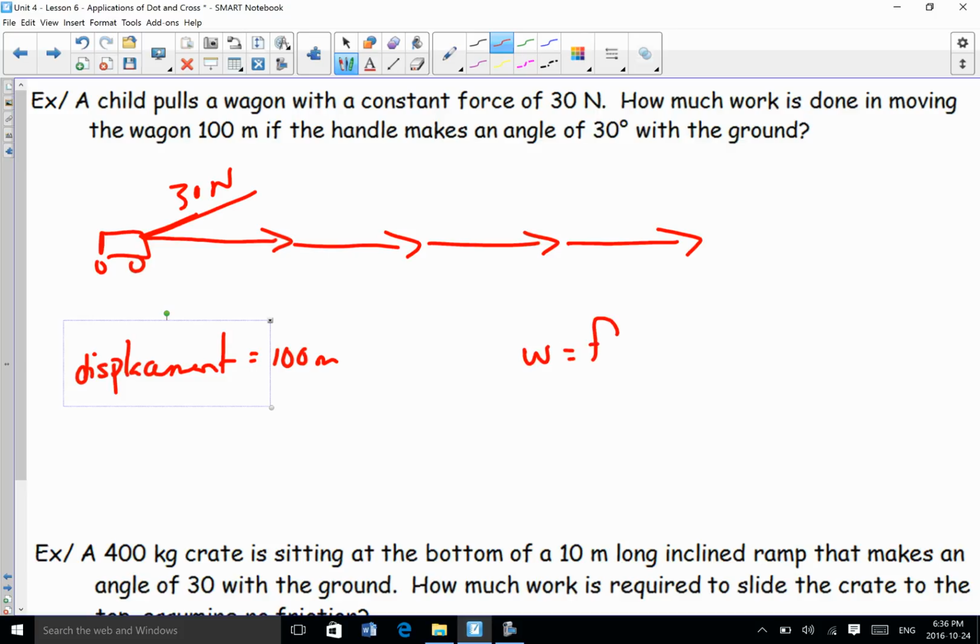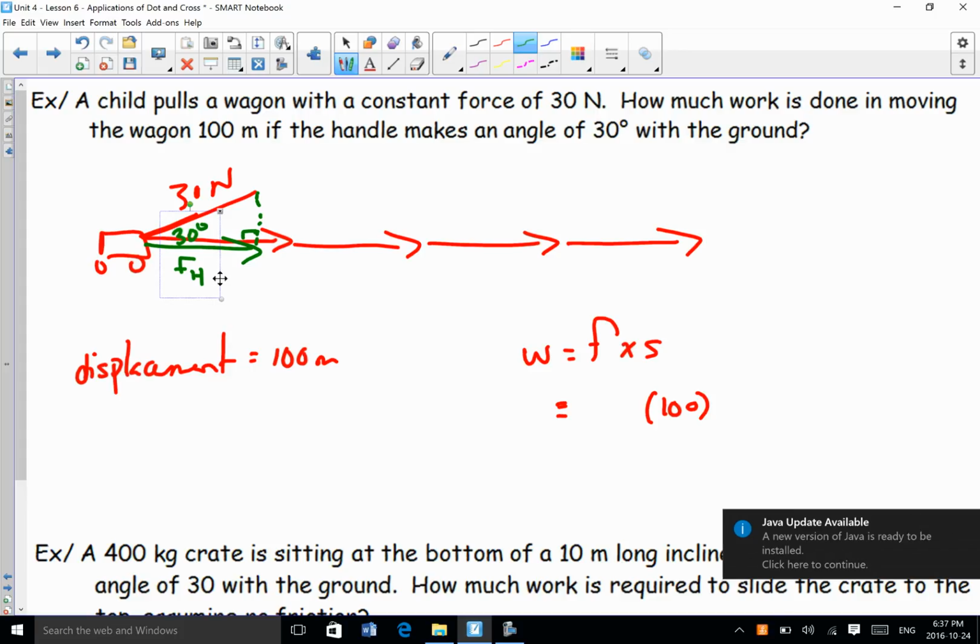If I want to know how much work, I need two parts. I need the force in the direction I want to move something times our displacement. We just figured our displacement was 100. So the only thing I'm really missing is what force is going in that direction. The force in that direction would be the horizontal force. If we turn this into a right triangle, it told us we're making an angle of 30 with the ground. The force I want would be this horizontal force right there.